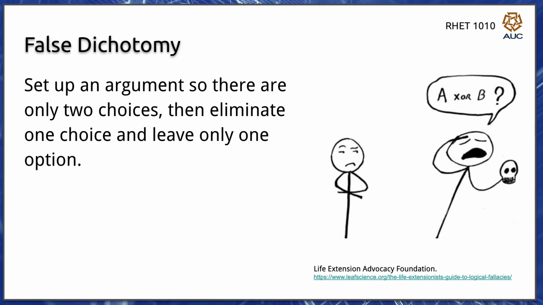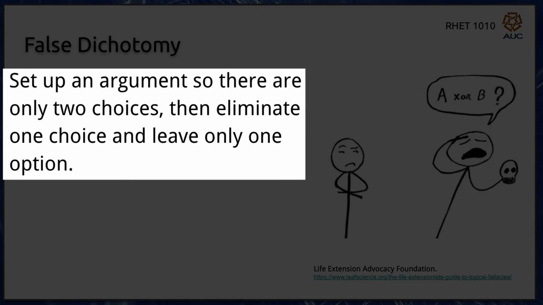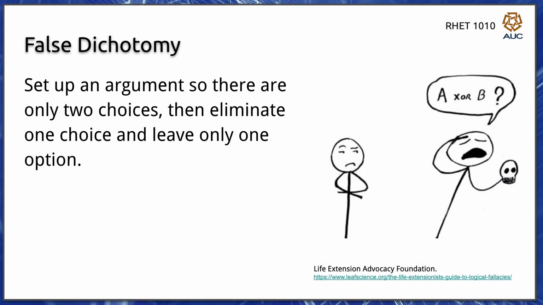Number 11 is the false dichotomy. This is where, when you're talking about a complex issue, you cast the argument to make it as if there's only 2 choices. Then you eliminate one choice to only leave one option. It's a way of convincing your audience by oversimplifying the issues at stake. Let's take a look at the example.